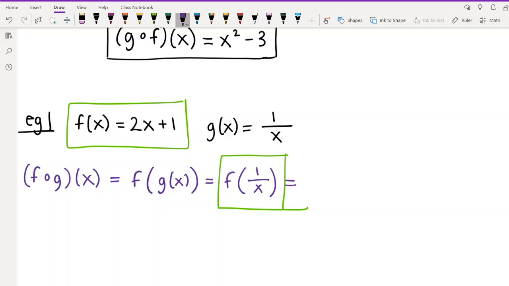And so what is that going to look like in this case? It's going to be 2 times 1 over x plus 1. And so that simplifies to 2 over x plus 1, right? Because 2 times 1 over x would give you 2 over x. And so that is our new composed function, f of g of x.